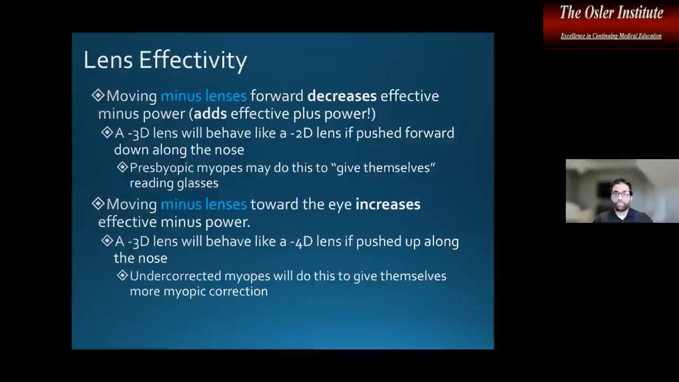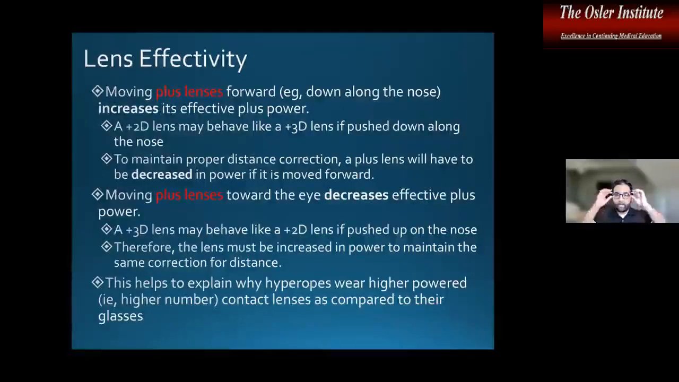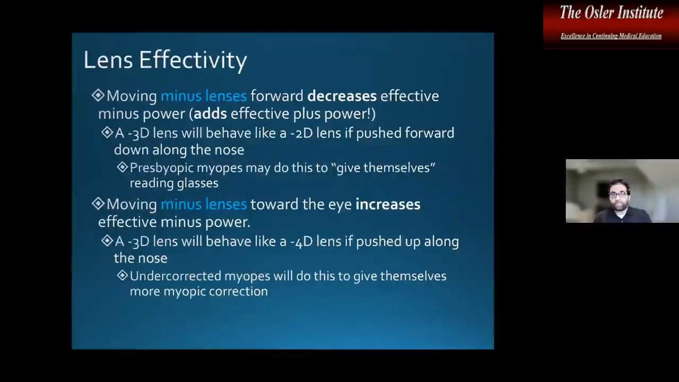So that segues into moving minus lenses forward will decrease the effective minus power. In other words, it adds effective plus power. So you see in both of these, where if we move the glasses down along the nose, we've increased the effective plus power, whether it's a minus lens or a plus lens. This is why presbyopic myopes may do this to give themselves reading glasses, decreasing some of the minus power and giving yourself a little bit of plus power.